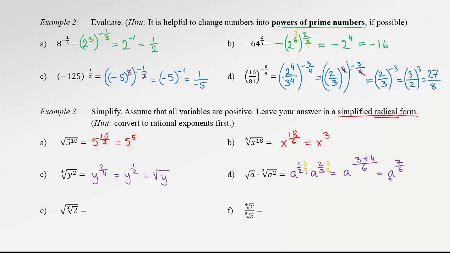This is already good, but it's exponential form. Let's convert it back to the radical form. That becomes 6th-degree root of a to the 7. Is there anything else that we can do here?